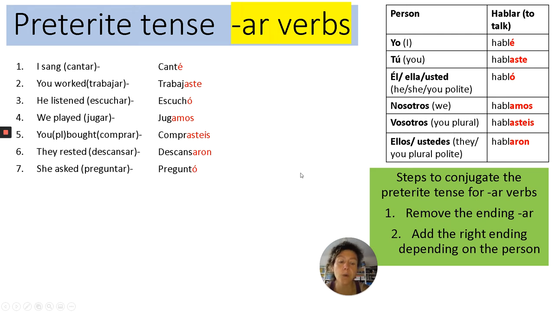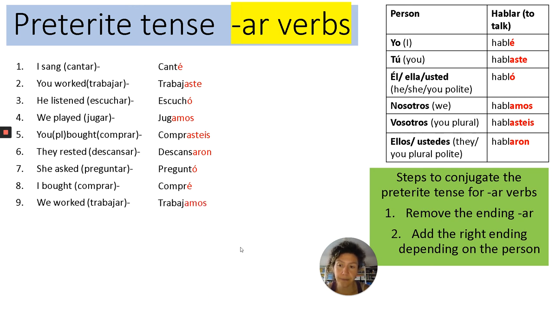¿Vale? Número 8. I bought. Comprar. Pause. Compré. Remove the AR ending and I added the é with the accent because that is the ending for I. Número 9. We worked. Pause. Trabajamos. Removed AR, added amos. Do I have another one?